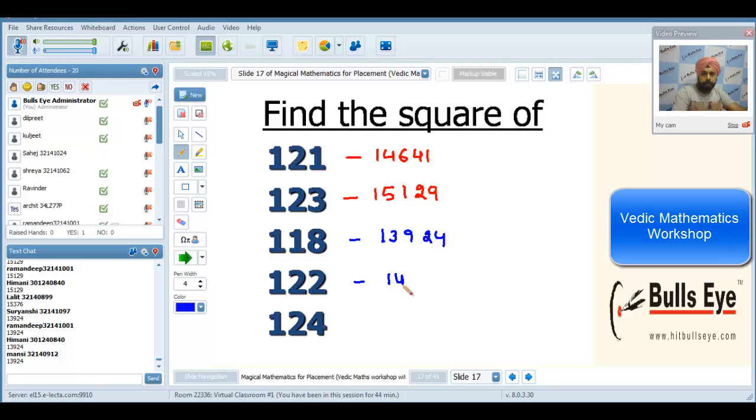Fourth is 14884. And lastly, it is 15376.